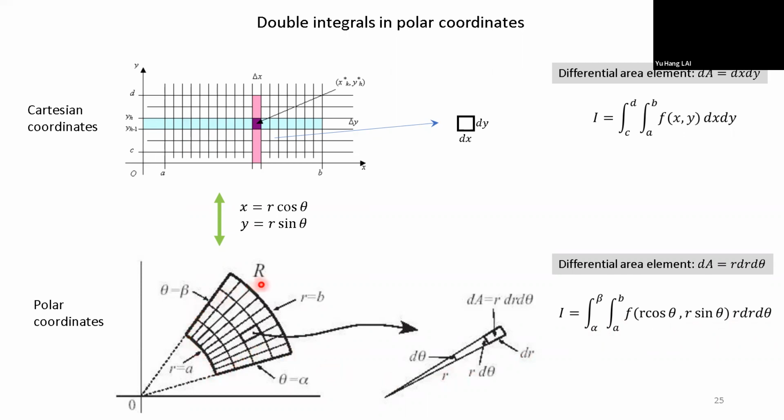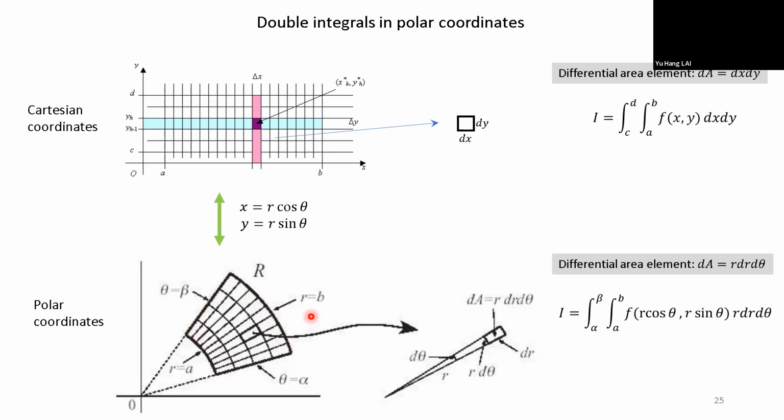So from this picture, you can clearly see that if I have this constant lower limit and upper limit a, b for r, and then this constant lower limit and upper limit for theta, the boundary that you construct is no longer a rectangle like this. Instead, it is this kind of shape.